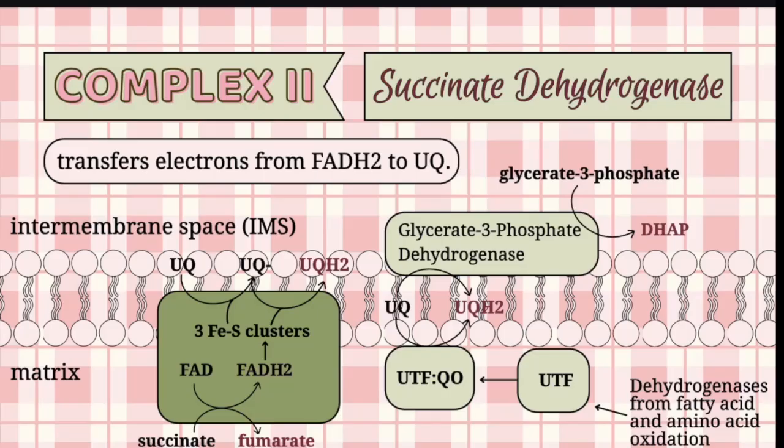So that means that complex 2 is the only complex that does not pump electrons across the inner mitochondrial membrane. You should know that. That's very important.